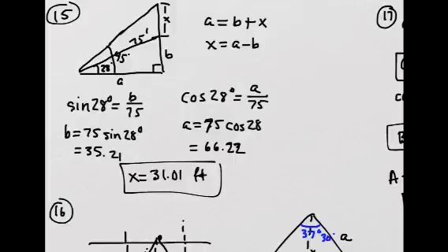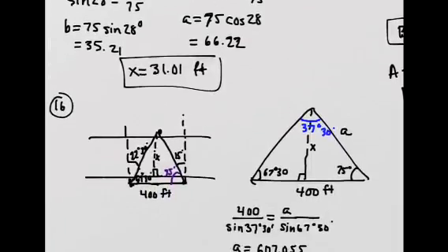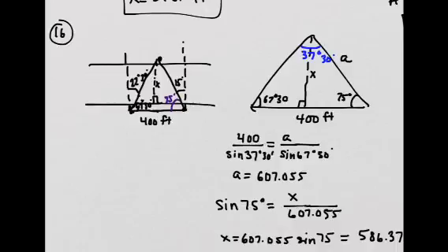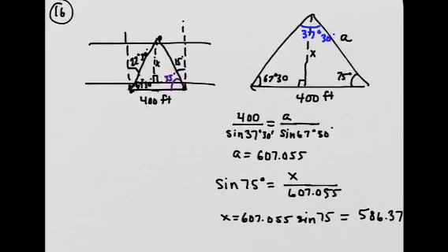1.01 feet. Okay, for number 16, this one did not have a drawing. So here's the river. Okay, here's the tree. Here's someone surveying and measuring the bearing. So this is north, and this is 22.5 because 30 minutes is half of a degree.